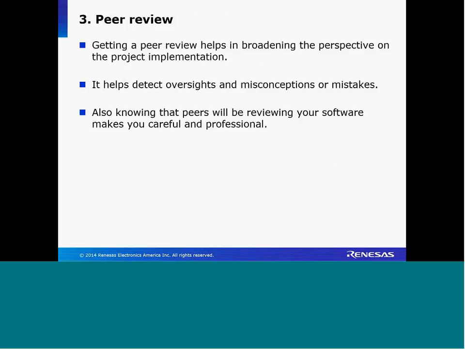I have emphasized the importance of peer review, and so the peer review will help you identify oversights and misconceptions at each one of the steps. The other is that by having a peer review, you also can identify those parts of the design and those modules that might have a little bit more problems than others.